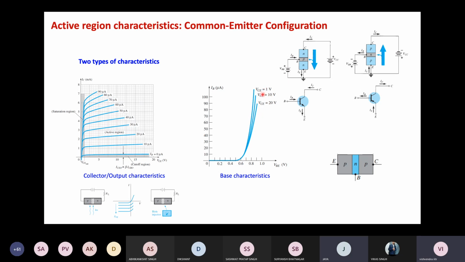And for different VCE, there will be slight differences in the characteristics because a slight number of change in the carriers are there. However, this is more interesting. This is the output characteristics. This is IC versus VCE. And how do these characteristics look like? These are the input characteristics, just like the forward bias junction.